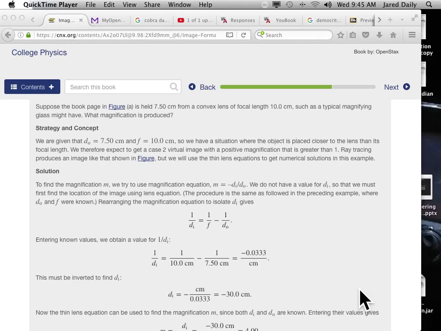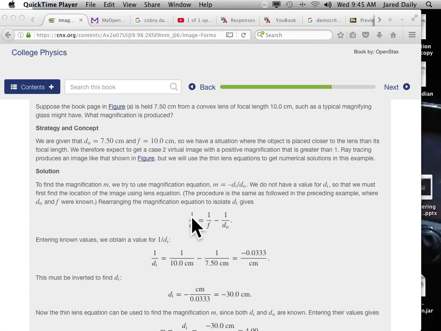So let's go ahead and see what we're going to do here. We've got the distance to our object is 7.5 centimeters, focal length 10 centimeters. So our object is inside the focal length now. We have an object that we're putting really close to the lens, which is what you do with a magnifying lens, right?